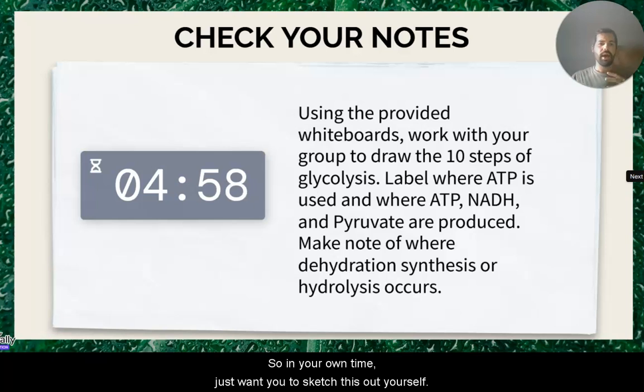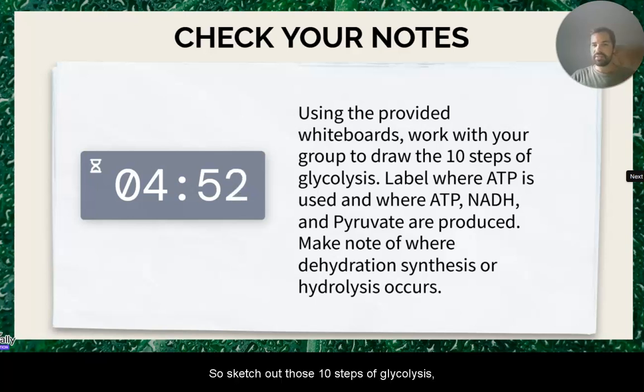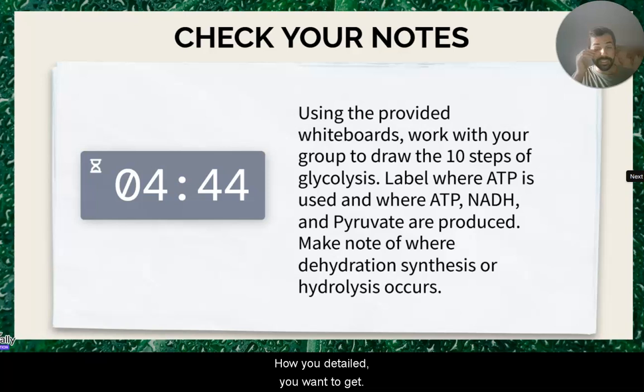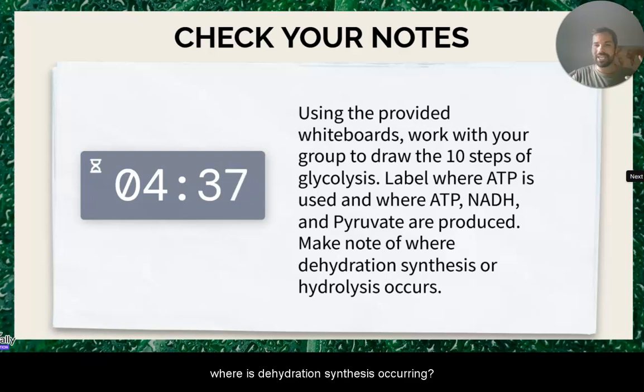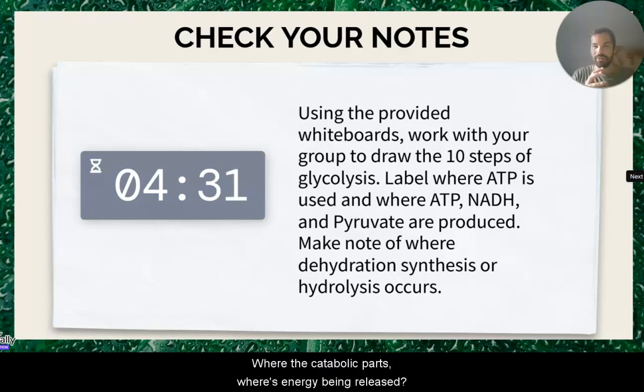So in your own time, I want you to sketch this out yourself. Sketch out those 10 steps of glycolysis, and what you put along each of the pieces you can leave up to yourself, how detailed you want to get. But we want to note some things: where's dehydration synthesis occurring? Where's hydrolysis occurring? Where are the more anabolic parts? Where are the catabolic parts?